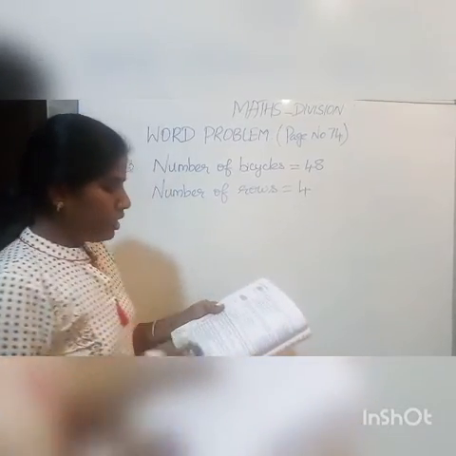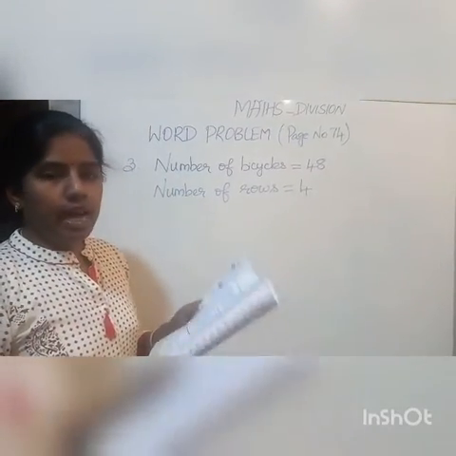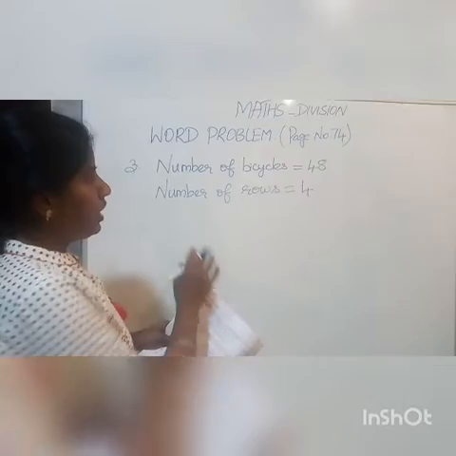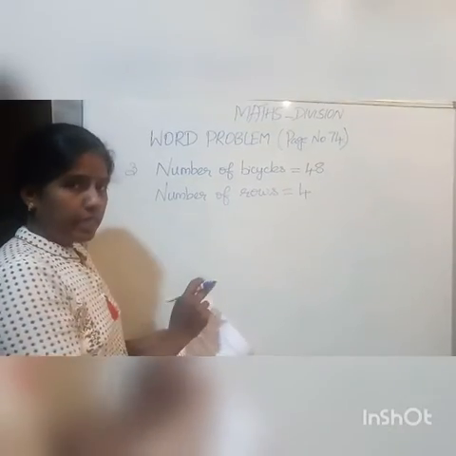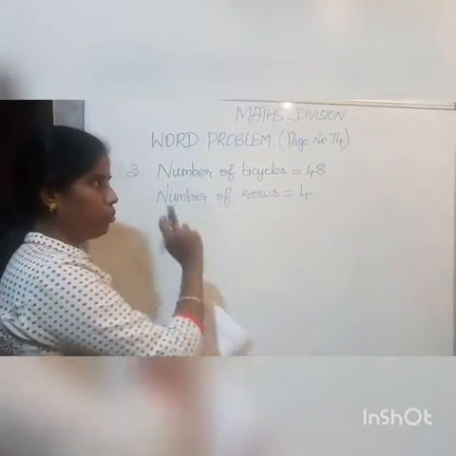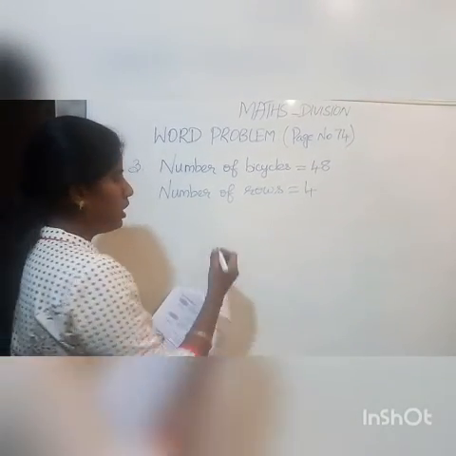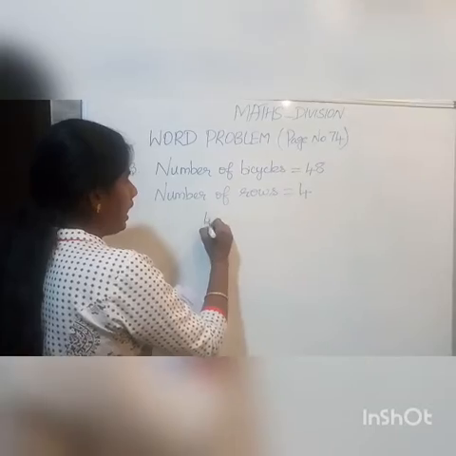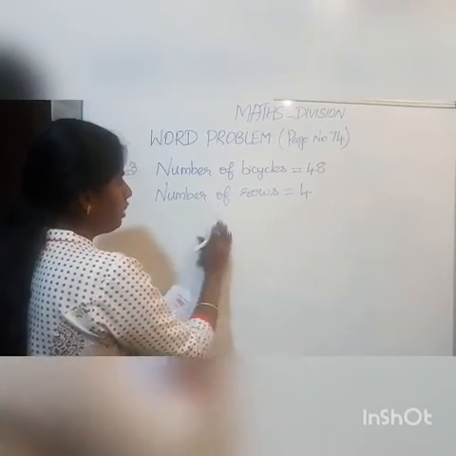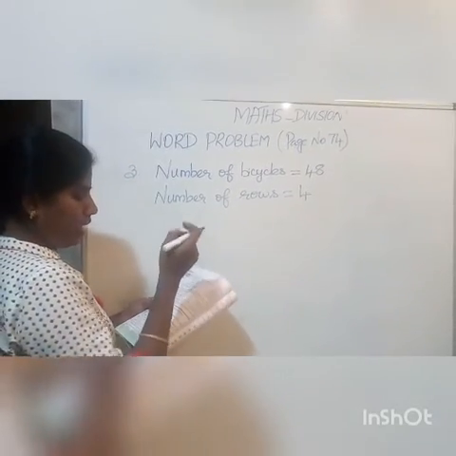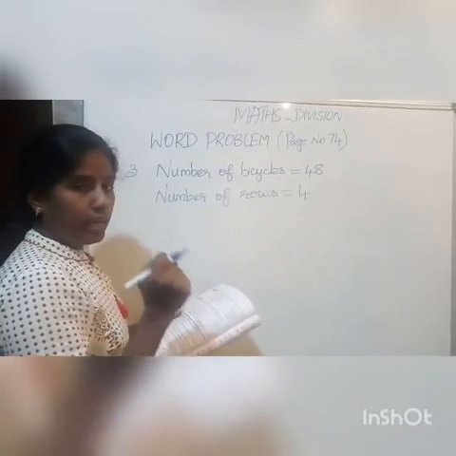So what is the question that they have asked? How many bicycles are there in each row? So we need to find out the number of bicycles which are there in each row. So we need to divide this 48 by 4 to find out the answer. So before that we will write the statement for that. How many bicycles are there in each row?